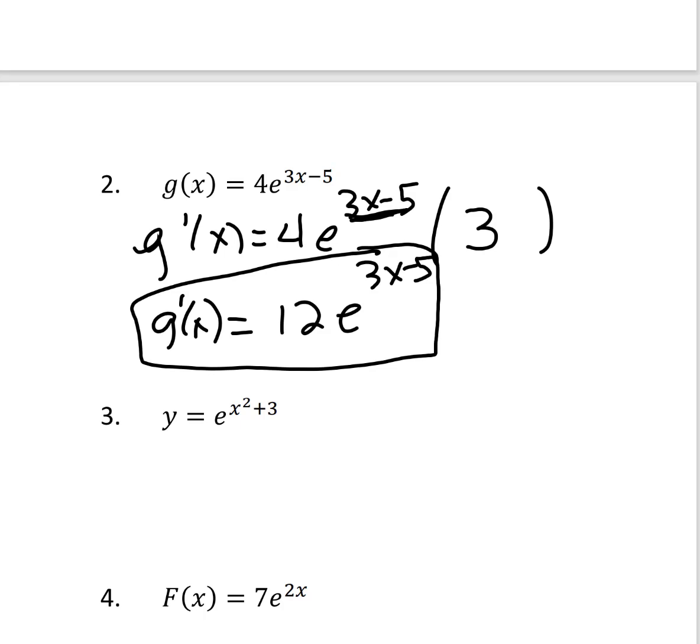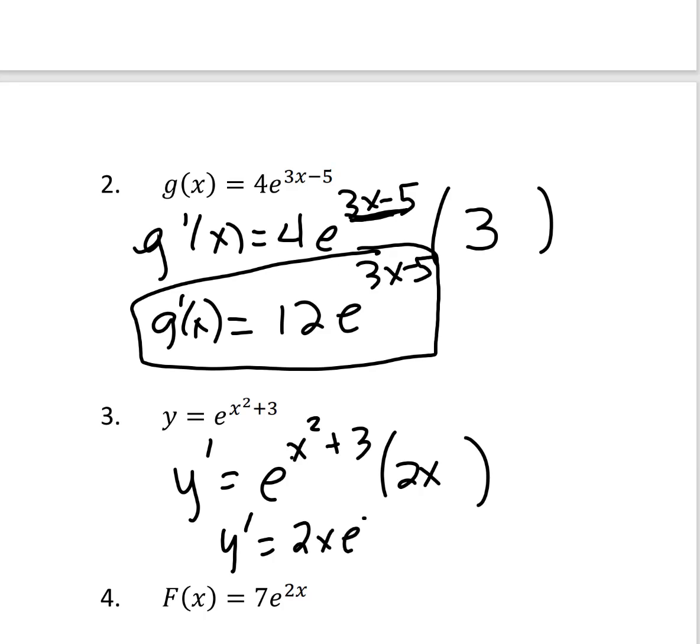3 says y is e to the x squared plus 3. Y prime starts e to the x squared plus 3. Then I look at x squared plus 3. Derivative of x squared is 2x. Let's rewrite that as y prime is 2x e to the x squared plus 3.